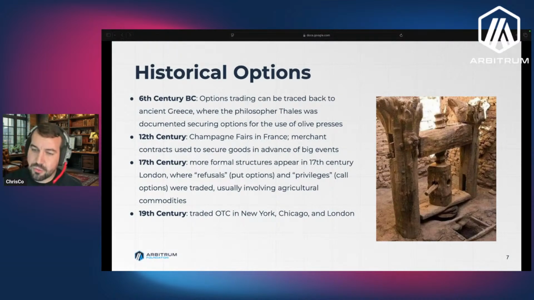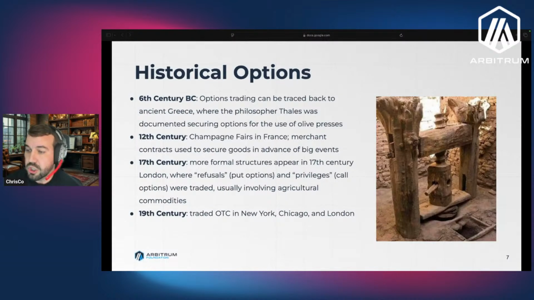He'd place a deposit for the right to use the press, but not the obligation. So he'd buy an option contract on the ability to use those presses during harvest season, and it turned out to be a very successful strategy. I think it was the combination of his prediction about the weather and the yields on the crops that year, plus his foresight into securing the contracts ahead of time.